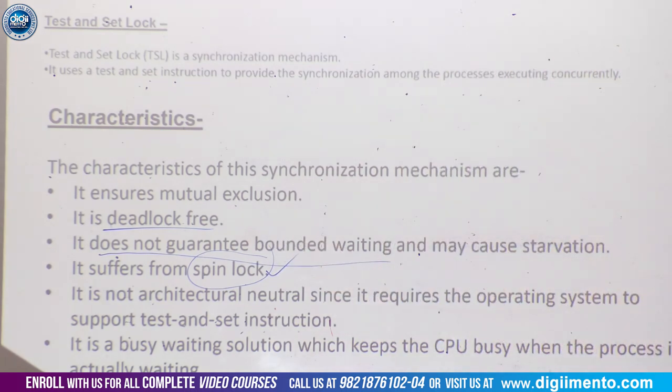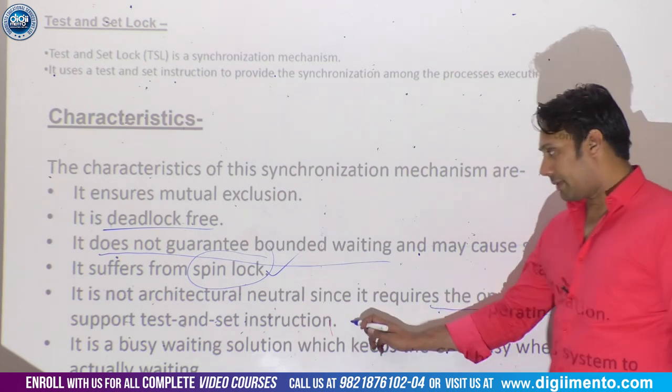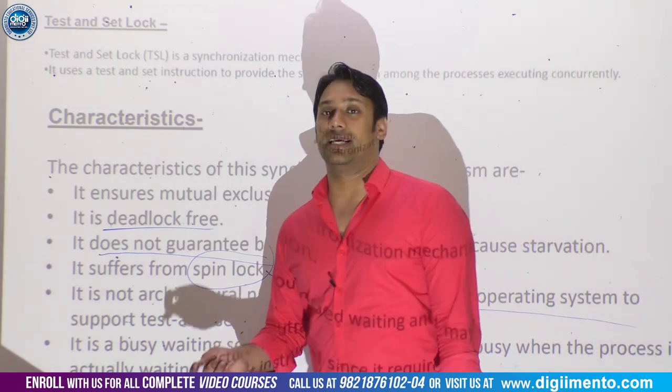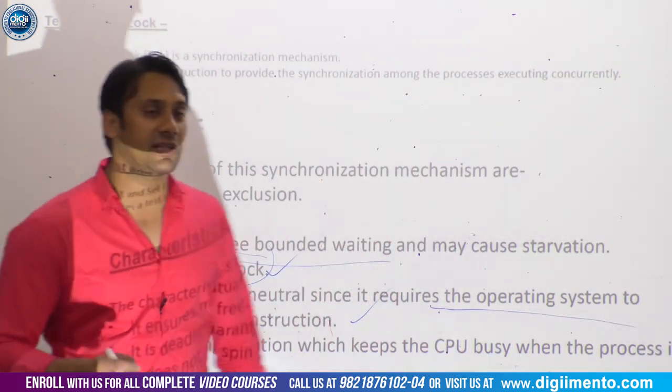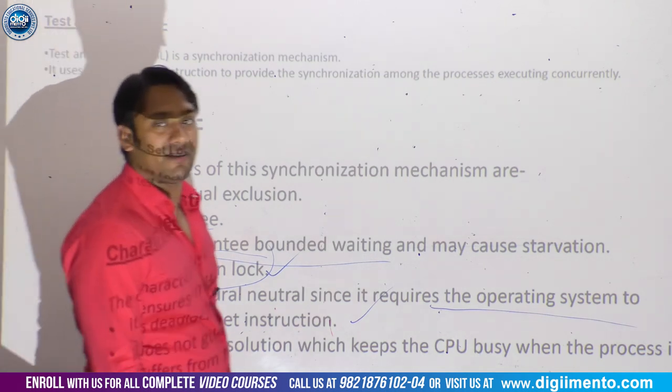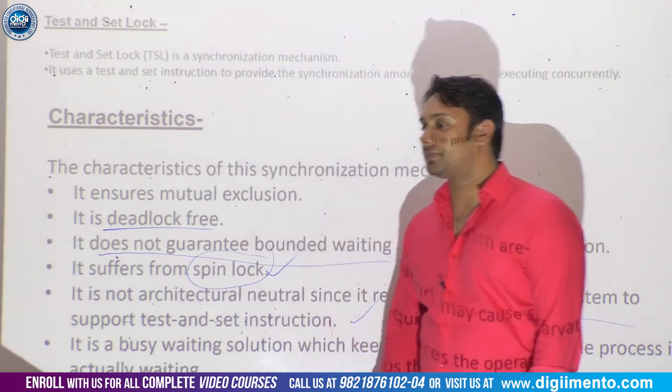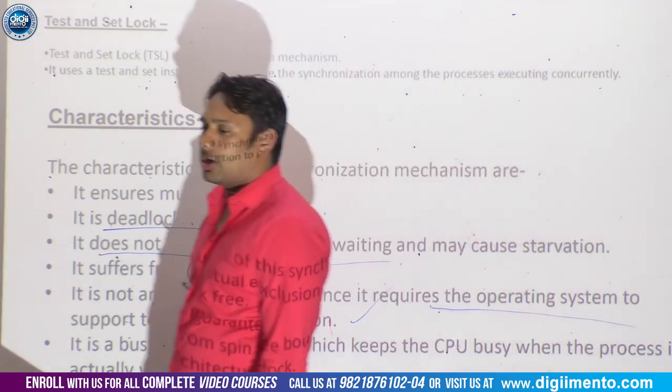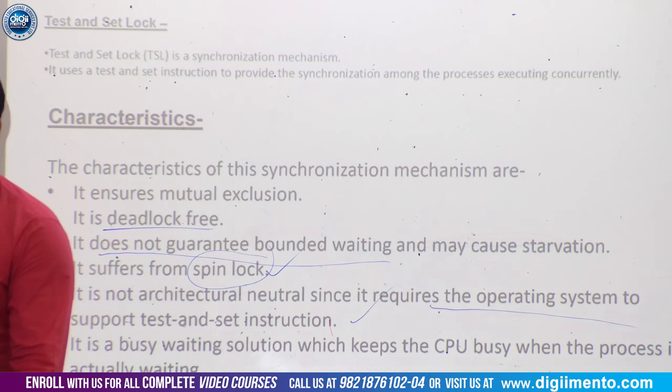And next, it is not architecture neutral because it requires special support from the hardware, because it requires the test and set instruction. So isko special support chahiye, that is why it is not architecture neutral. And last one, it is a busy waiting solution. Ye solution hai aapka, this is a busy waiting solution. Itna clear hai sabko? We will see later on how you can prove it is mutually exclusive.